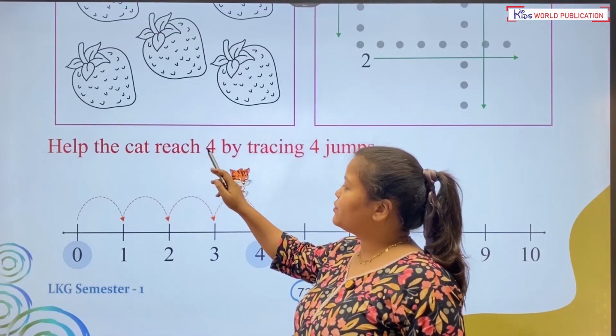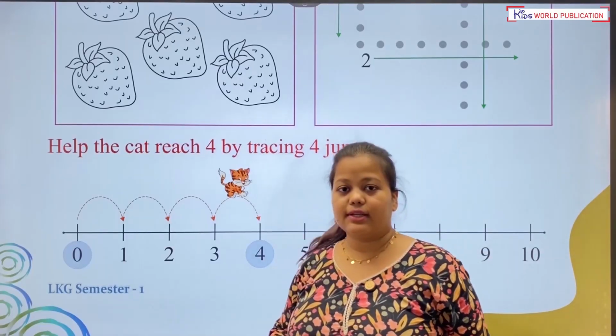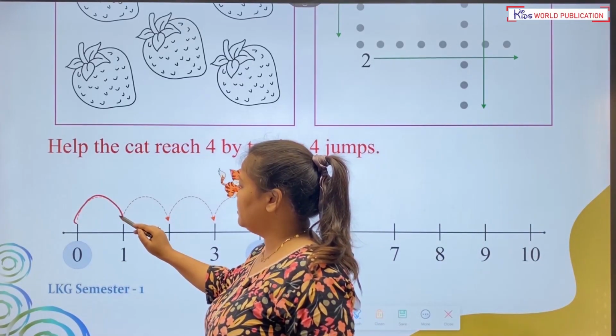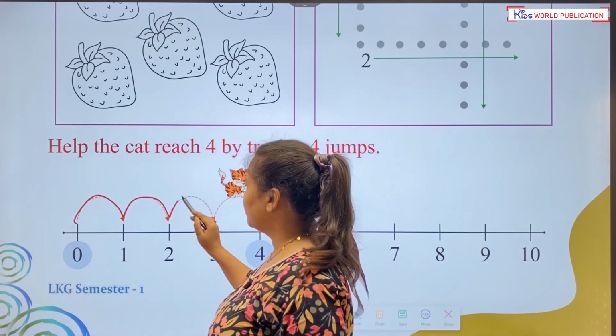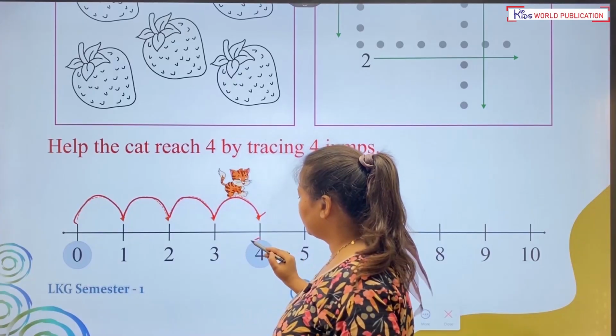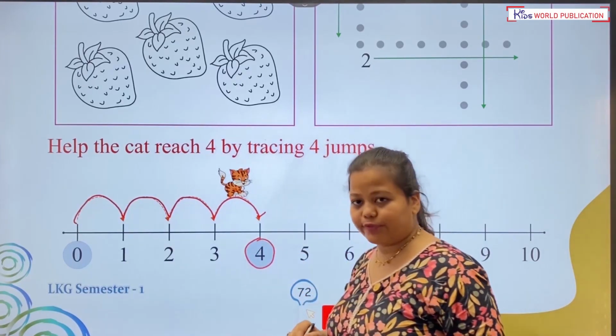Help the cat reach 4 by tracing 4 jumps. So let's trace the dots. 1, 2, 3, 4. So here, the cat reaches the number 4.